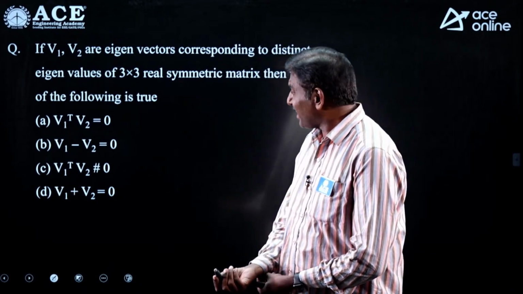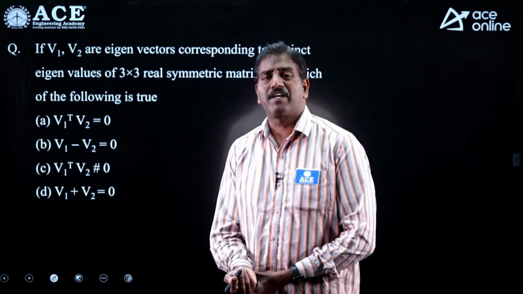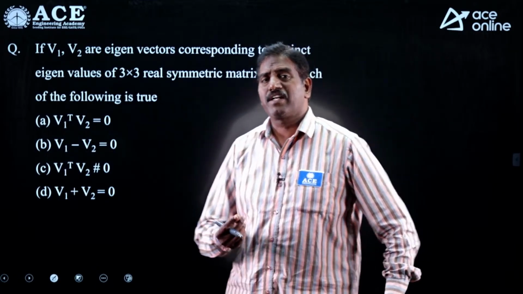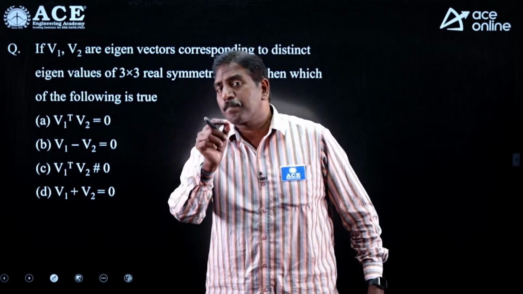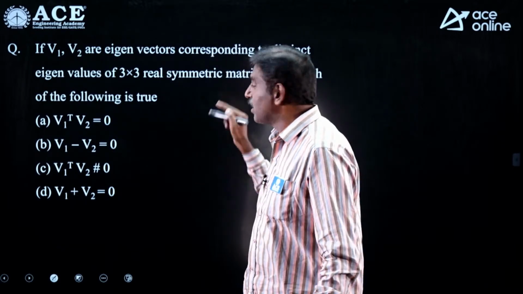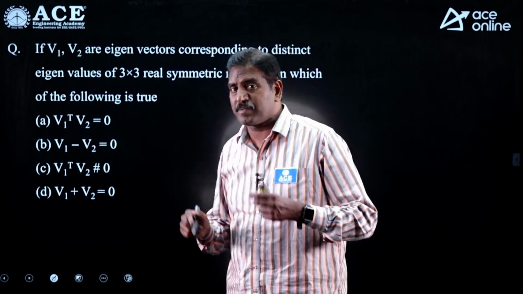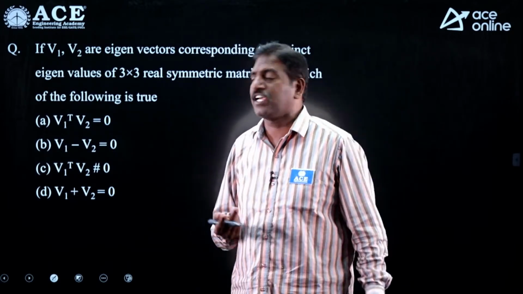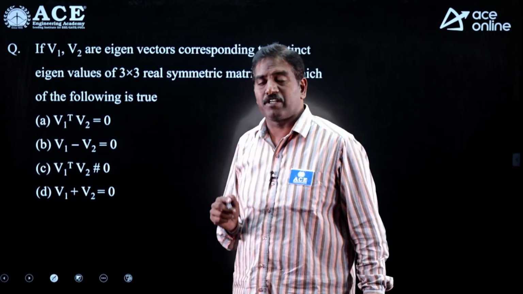Here is a 3 by 3 real symmetric matrix. For a real symmetric matrix, eigenvectors are pairwise orthogonal. A 3 by 3 real symmetric matrix means how many eigenvectors? 3 eigenvectors. 2 eigenvectors are given.